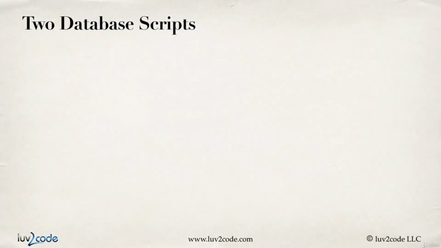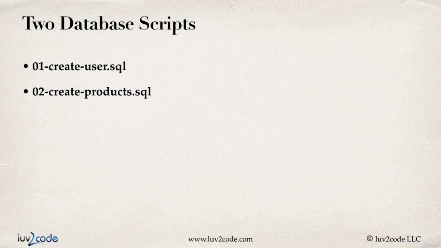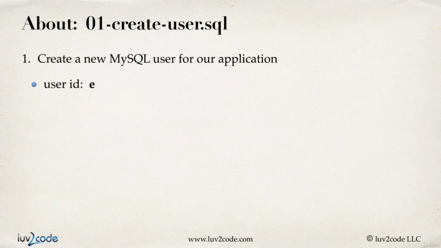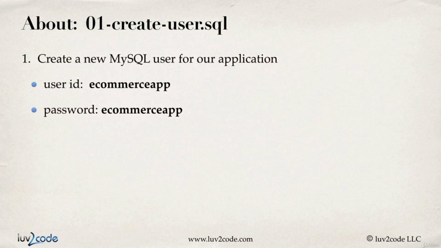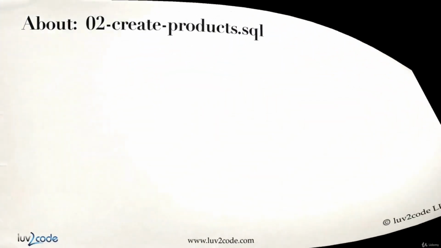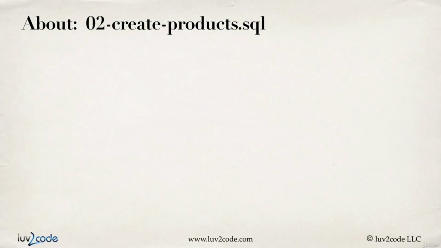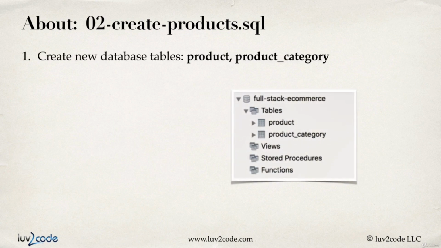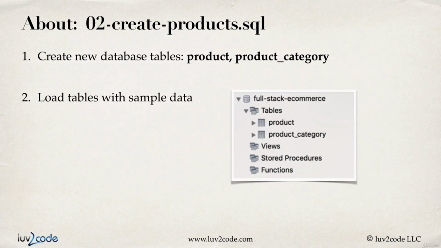Alrighty, so our project will have two database scripts, 01 create user and 02 create products.sql. Alright, so a bit more about the 01 create user.sql. This will basically create a MySQL user for our application. The username will be e-commerce app, and the password will be e-commerce app. Alrighty, and so information about the 02 create products.sql. So this will create new database tables for product and product category, and this will also load the tables with sample data.